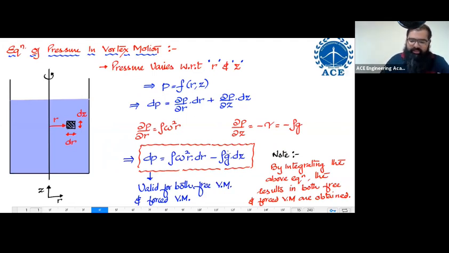In this particular slide, all you have to do is remember the equation I have mentioned, that is dP equals rho omega square R times dR, minus rho g times dz.